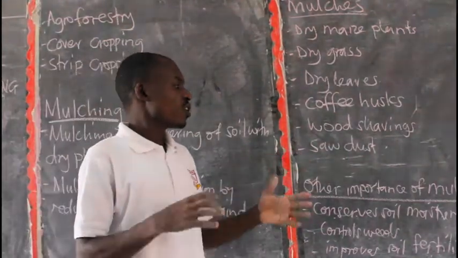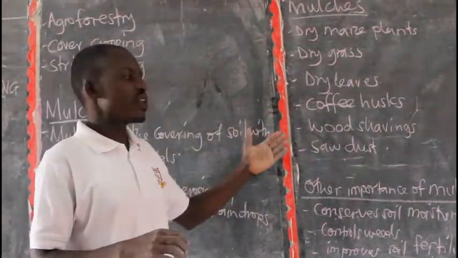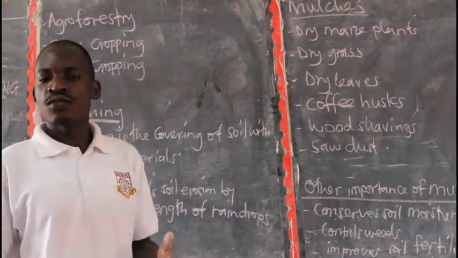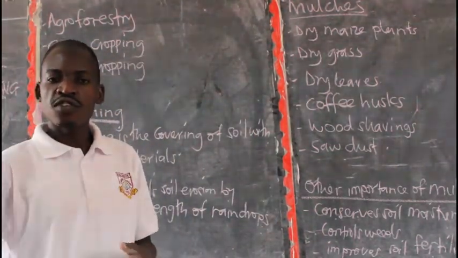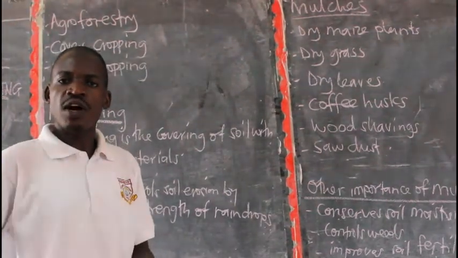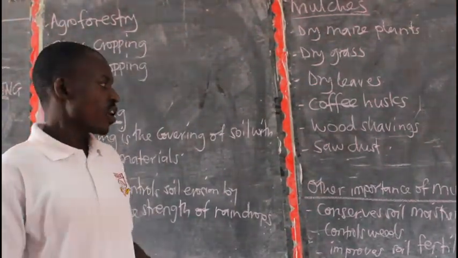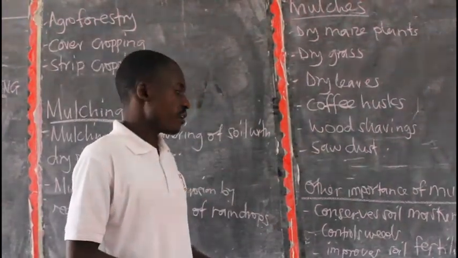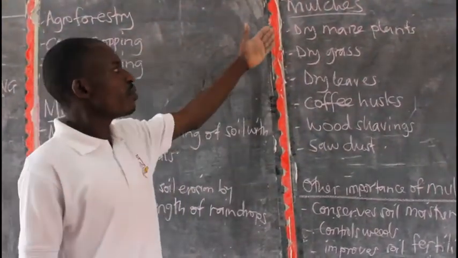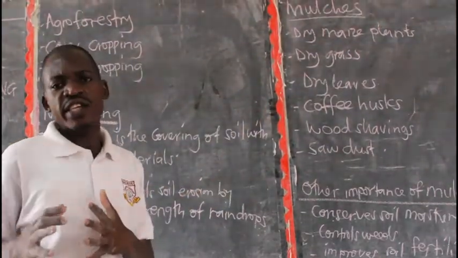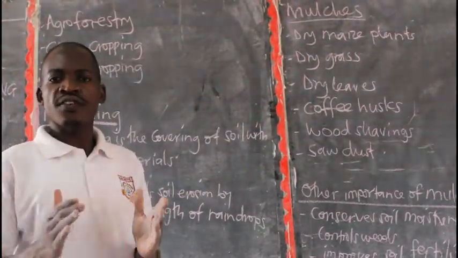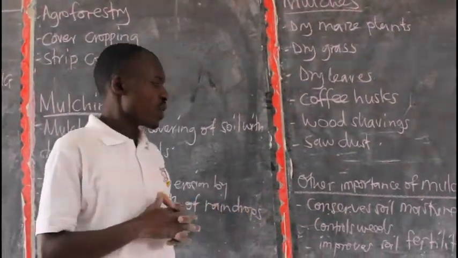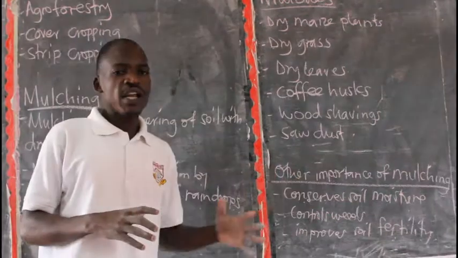We can also use sawdust. Sawdust can be found in areas where they are carrying out lumbering, cutting trees for timber. Those dust particles come after lumbering. So you can also use that sawdust for mulching the garden. When you use these materials, they have added advantages apart from only controlling soil erosion. They can also help us in the following ways. So we have other importance of mulching the garden.